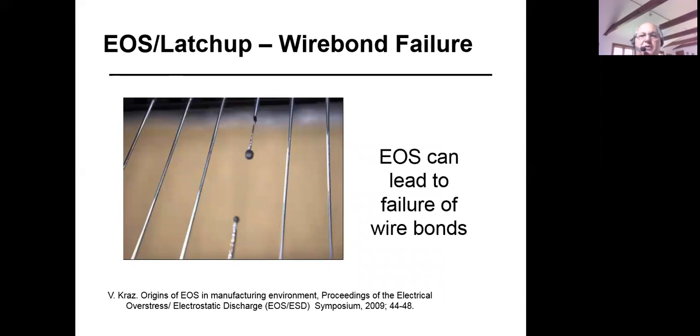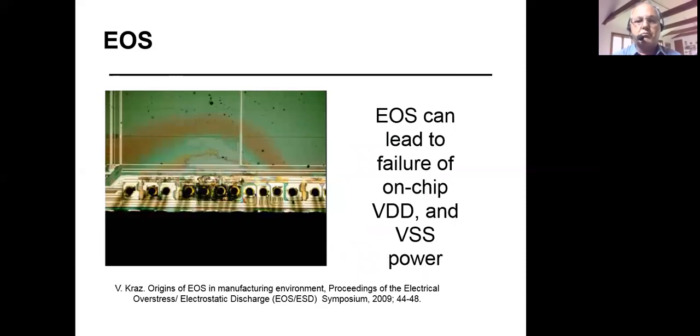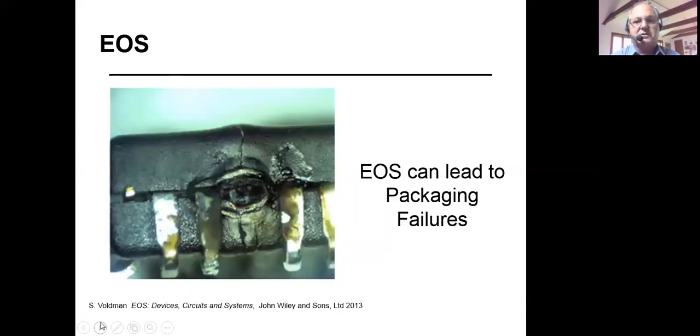Here's an example of an electrical overstress wire bond failure. Here's an example of EOS on a chip, and you can see the ESD typically doesn't take out that many pins. So the fact that it's a wide area and the discoloration is because there's mechanical stress in the insulators. Here's an example of an EOS from a packaging failure.